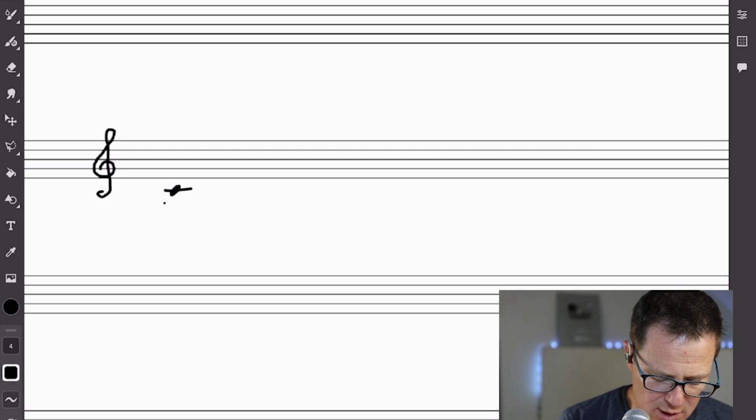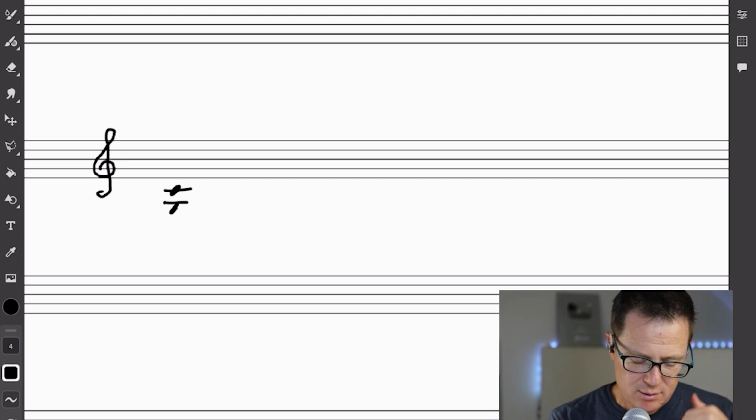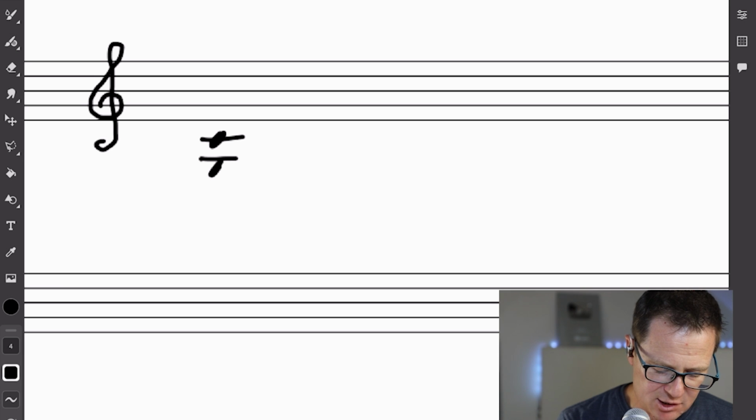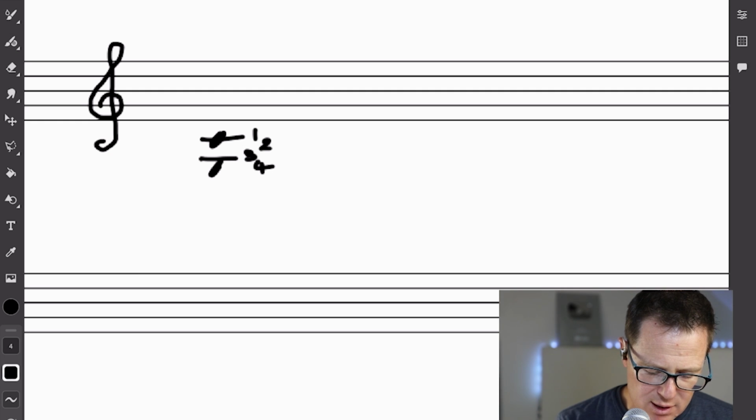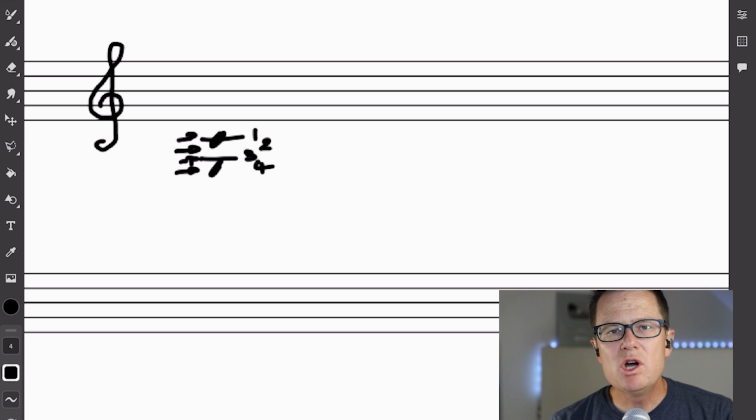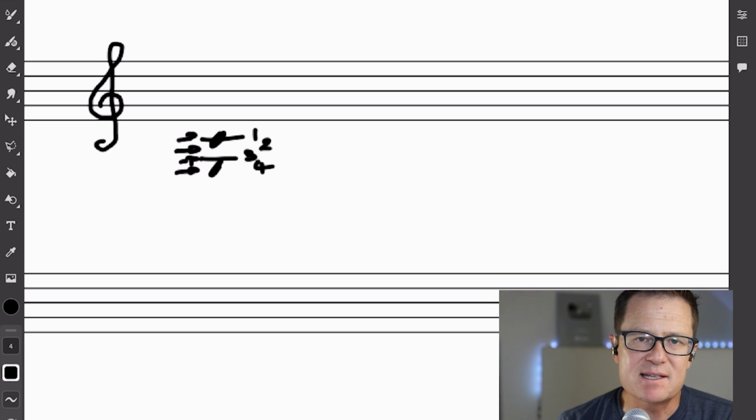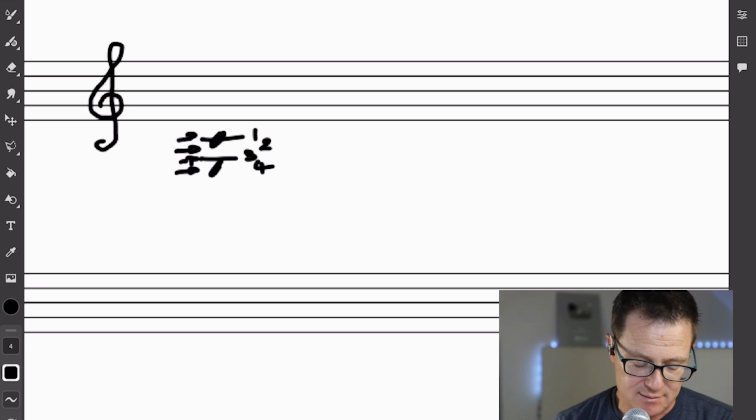Okay, so let's draw these. You say, well, how is that a fourth? Well, let's zoom in just a little bit here so you can see. So 1, 2, 3, 4. I'm counting the lines and the spaces. Okay? If you don't count the lines and the spaces, then you're not reading the music correctly.